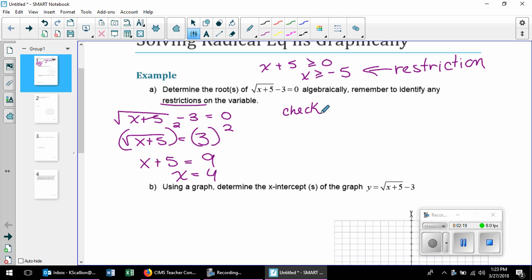I have to check to make sure that it works in the equation. I would suggest that you put it back into the original. So root of 9 minus 3 equals 0. 3 minus 3 equals 0. That's a good answer.